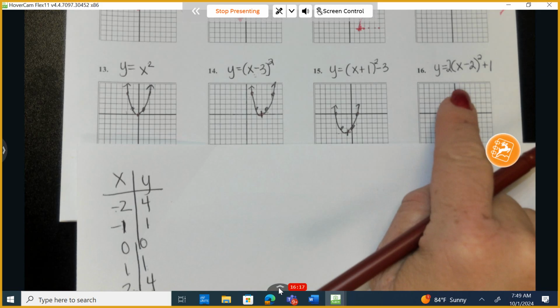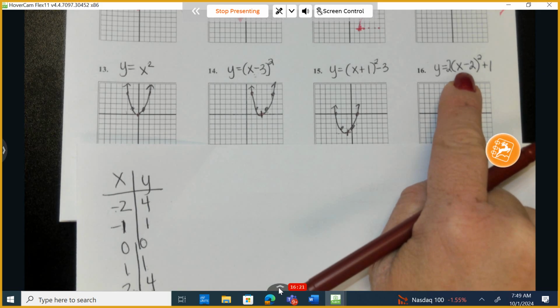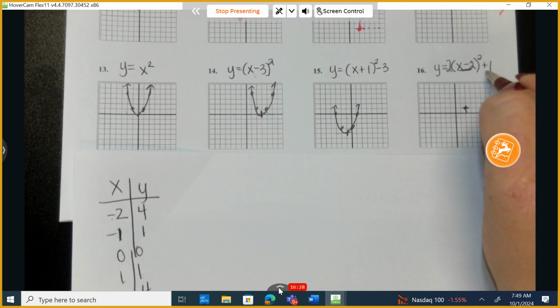Okay, now for this one right here, I'm going to go ahead and shift to the right 2 and up 1. Right 2 and up 1. That is my origin. Right 2 and up 1. Lies to me, tells me the truth.